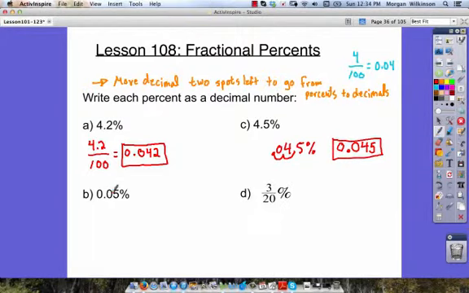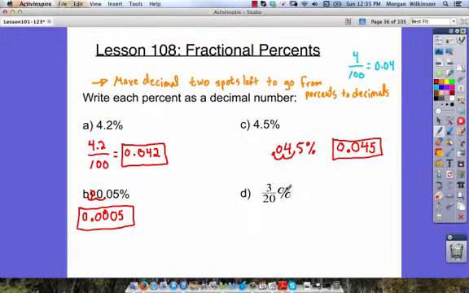Next one, 0.05%. Move the decimal 2 left, so 1, 2. We're going to have to add another 0. So as a decimal, this would be 0.0005. We've got our answer again. They come very quickly when we use this method.